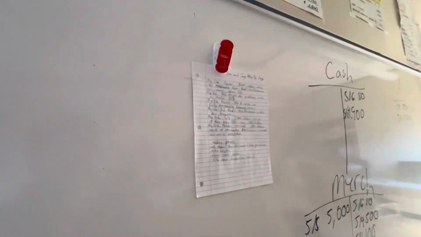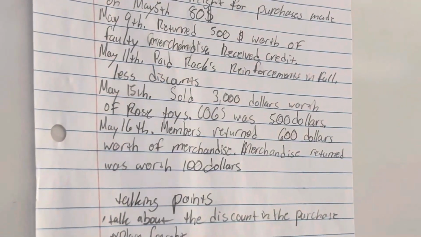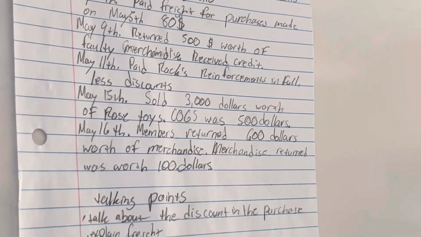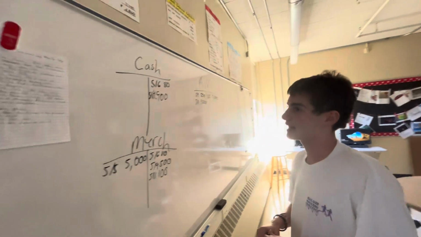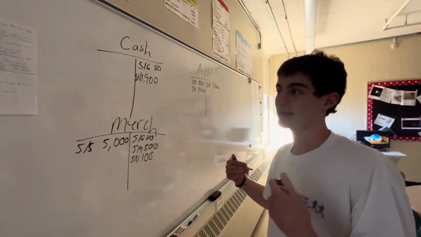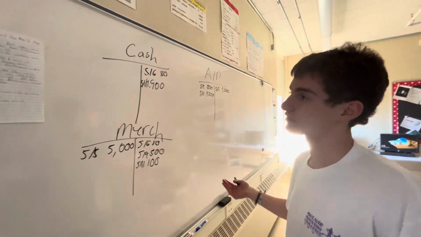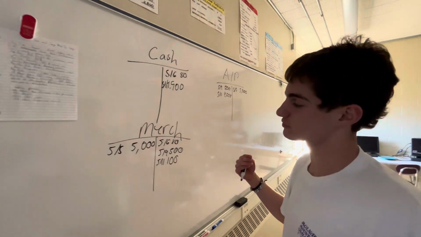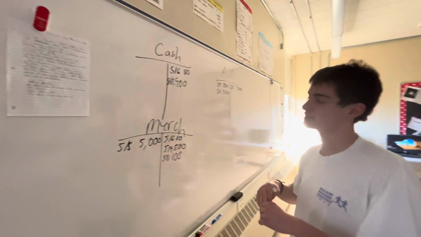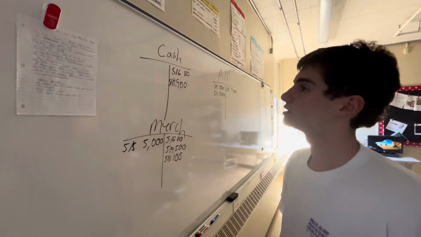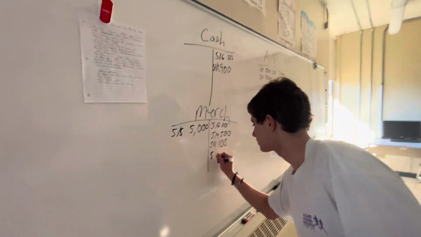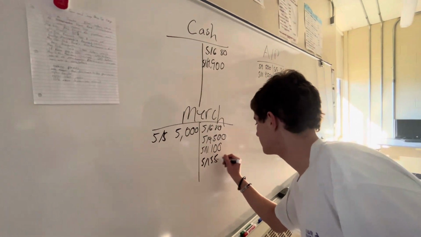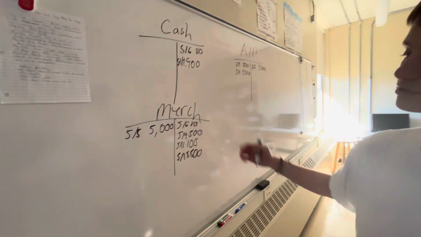All right, May 15th, we sold $3,000 worth of Rose toys, and the cost of goods sold was $500. What this basically means is that we sold our $3,000 and we're gaining $3,000. However, it cost us $500. The amount of merchandise that it cost us was $500. So we're going to put $500 in merchandise on the credit side because we lost that.